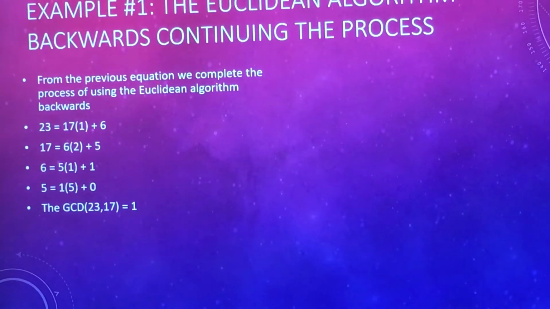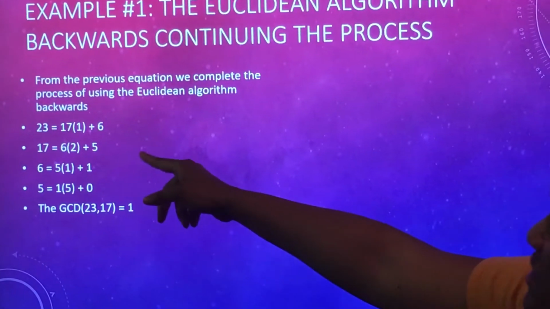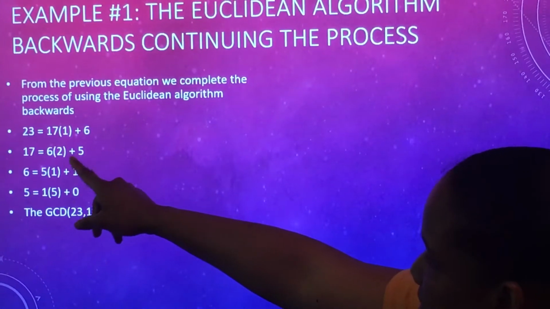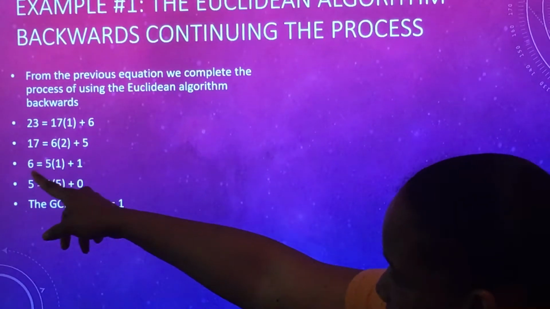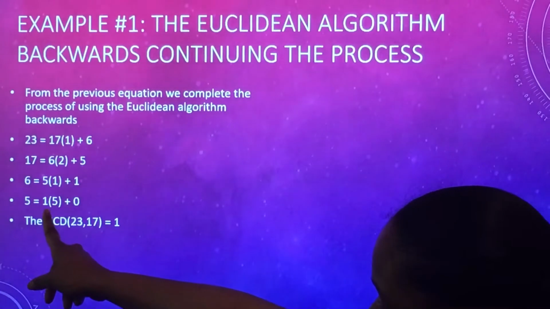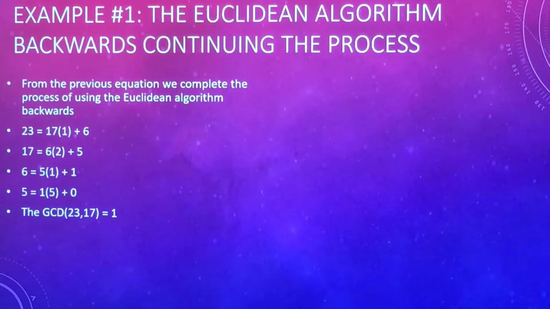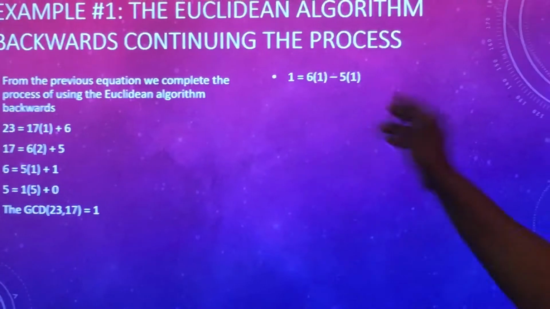We're going to do the Euclidean algorithm backwards. So we're starting with 23 equals 17 times 1 plus 6. We have 17 equals 6 times 2 plus 5, 6 equals 5 times 1 plus 1, then 5 equals 1 times 5 plus 0. And our GCD, like we said before, was equal to 1. So now we're going to start working it out backwards on this side.